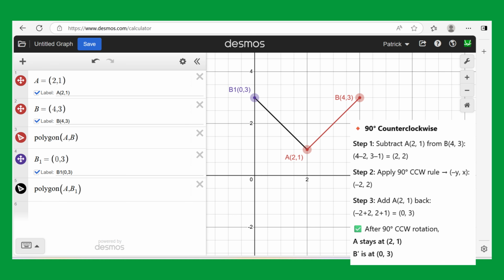Third, translate the point back to its original position relative to point A by adding point A's coordinates. Negative 2 plus 2 is 0, and 2 plus 1 is 3. So, the new coordinates of the rotated point B are (0, 3). Final answer. The new image of point B is at (0, 3). The new position of segment AB is from point A at (2, 1) to point B at (0, 3).